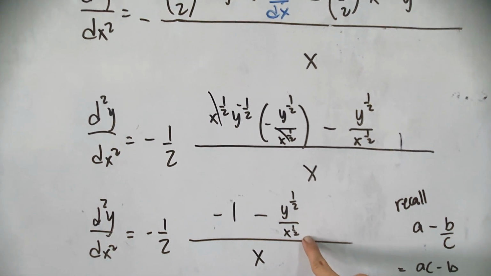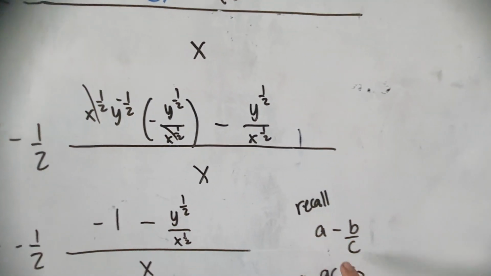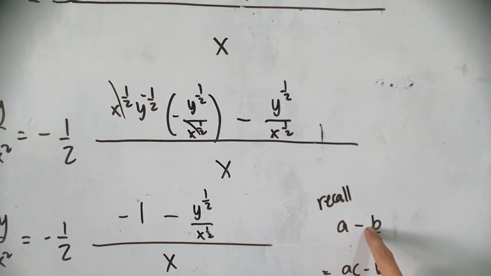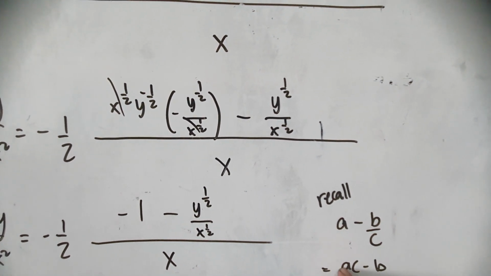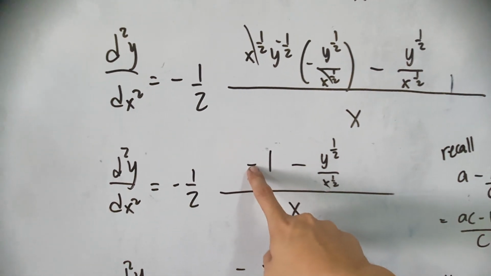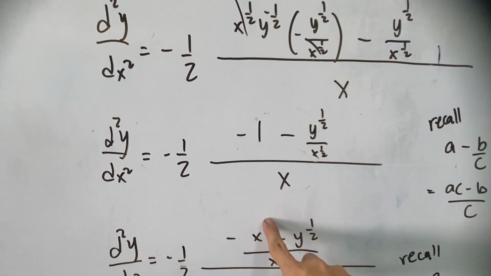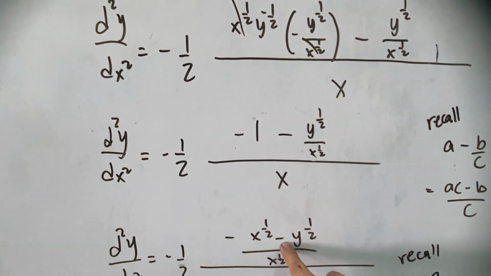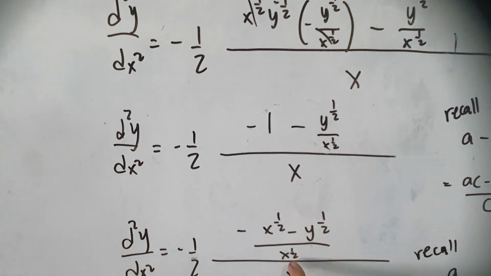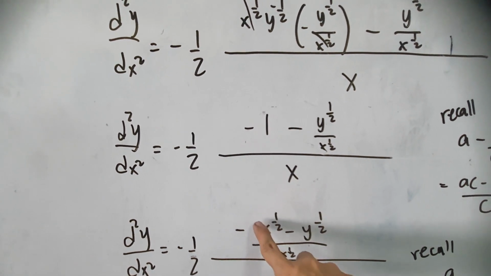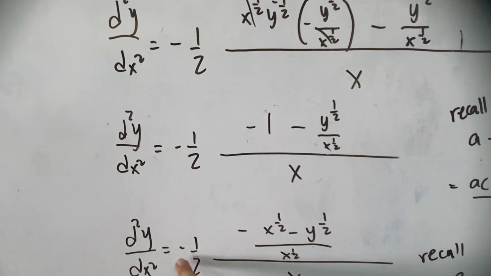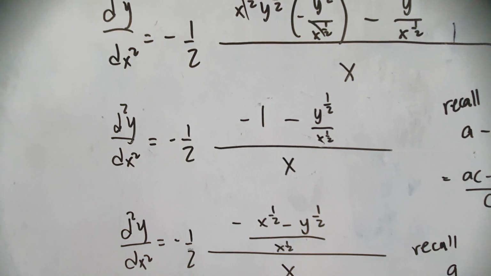Again, let's recall a simple algebra. A minus b over c. So we have our a. So we now have ac minus b. So multiply x raised to the power 1 half times negative 1, negative x raised to the power 1 half minus the operation, copy y raised to the power 1 half divided with the denominator, x raised to the power of 1 half. So this term right here divided by this term right here. We still have our negative 1 half outside, and we still have our x on the denominator.